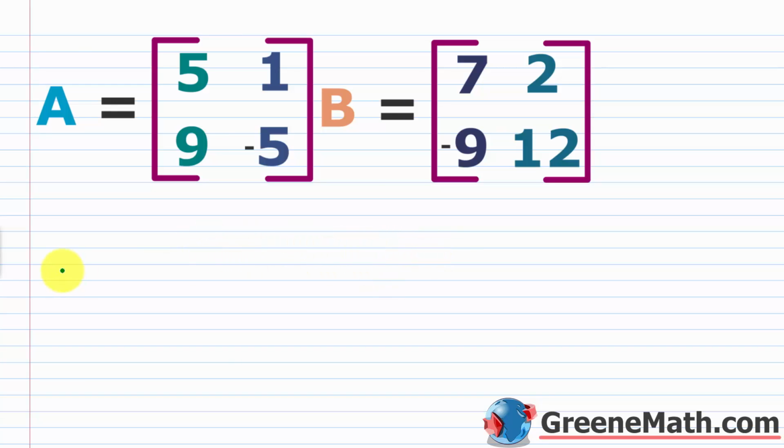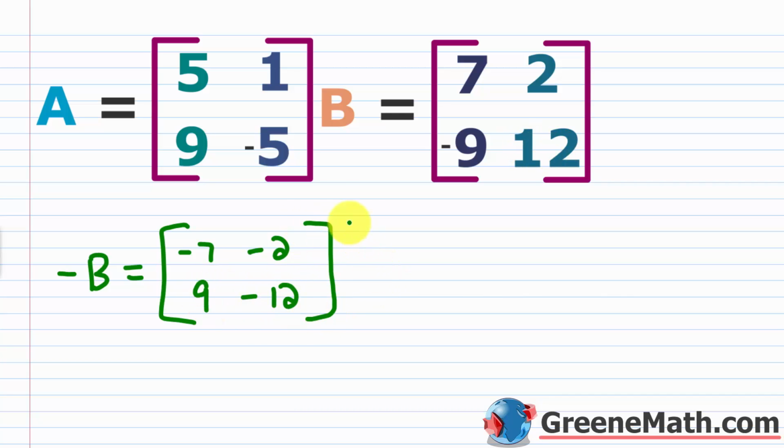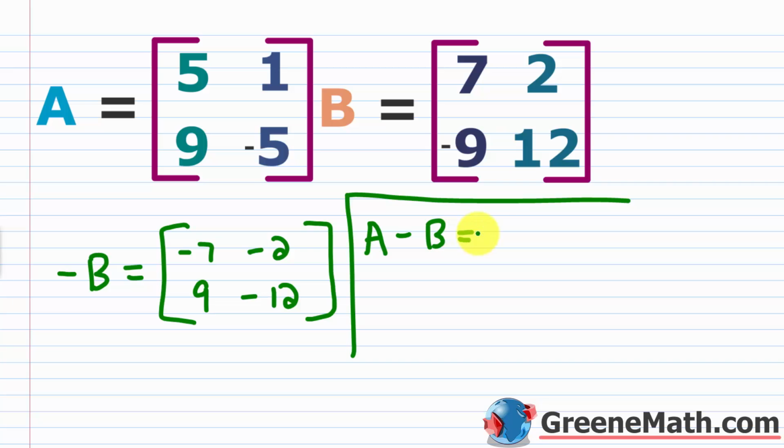Let's say that we have the negative of B, and I'll say this is equal to what? Instead of 7, I'll have -7. Instead of 2, I'll have -2. Instead of -9, I'll have +9. And instead of 12, I'll have -12. Now what I can do is, let me make a little border here, A minus B. Okay, so A minus B is equal to A plus the negative of B.